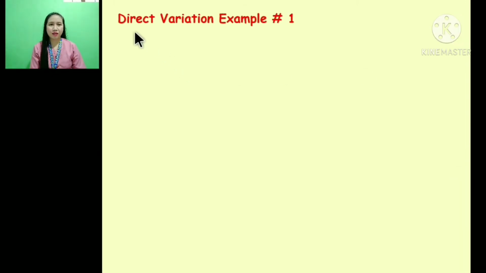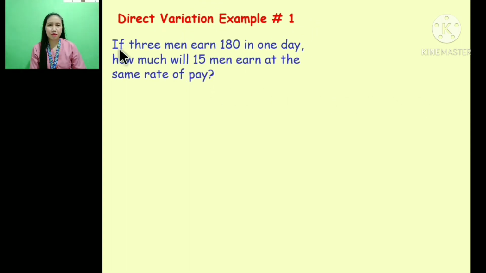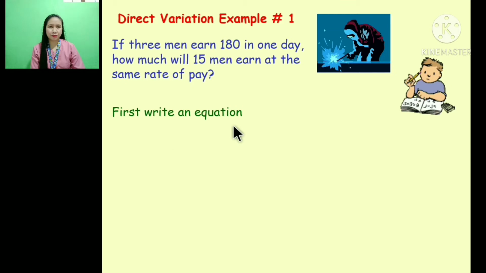Okay, so we have direct variation example number 1. So we have the problem. If 3 men earn 180 pesos in one day, how much will 15 men earn at the same rate of pay? Okay, so the first step, we have to write an equation. So what will be the x here and what will be the y and the constant?